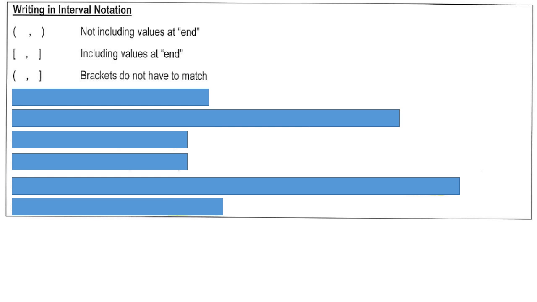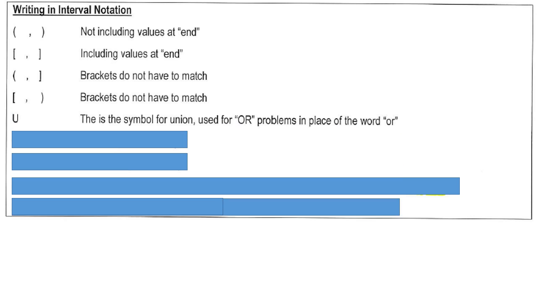The brackets do not have to match, so on the left-hand side you might have a value that's not included, and on the right-hand side you may have a value that is included, or vice versa. You may have on the left-hand side a value that is included, and on the right-hand side a value that's not included. So again, the brackets don't have to match.